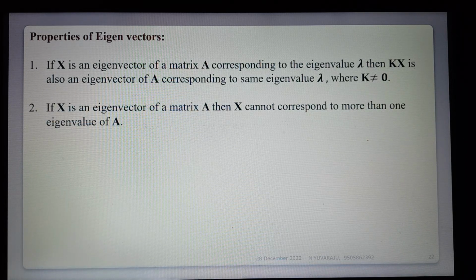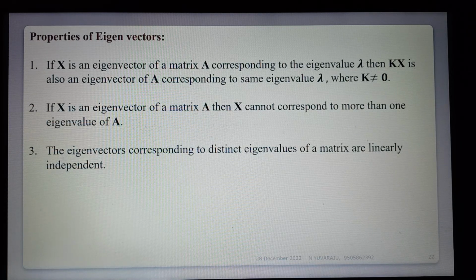Second one, if x is an eigenvector of matrix A, then x cannot correspond to more than one eigenvalue of A, and every eigenvector corresponds to only a single eigenvalue, not more than one.